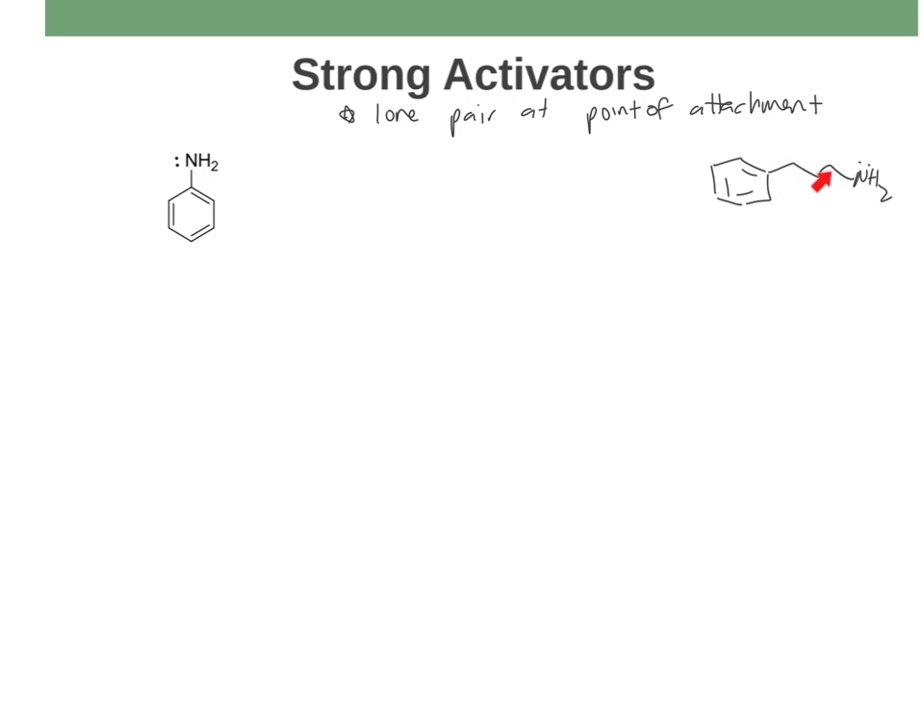All of these are sp3 hybridized. There is no conjugation. There are no overlapping p orbitals that go between the nitrogen and this aromatic ring. So this is not what I'm talking about, right? We're talking about the point of attachment, which is this one over here.